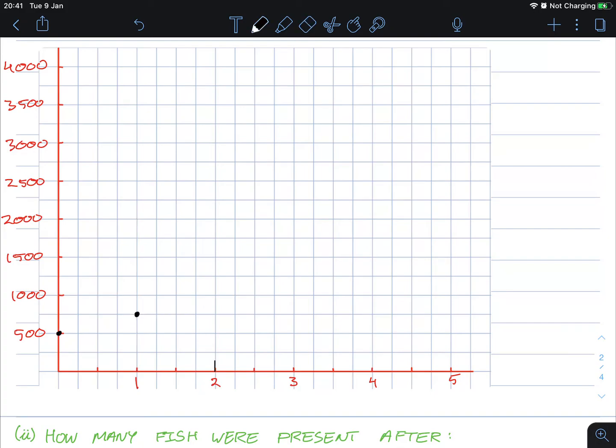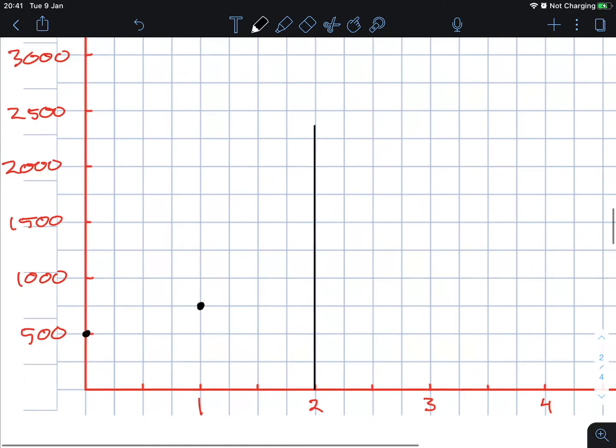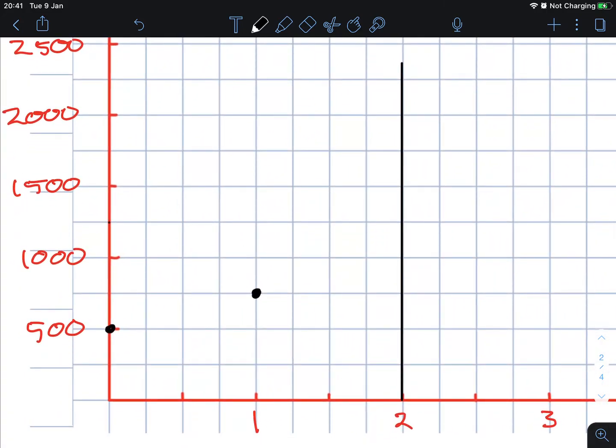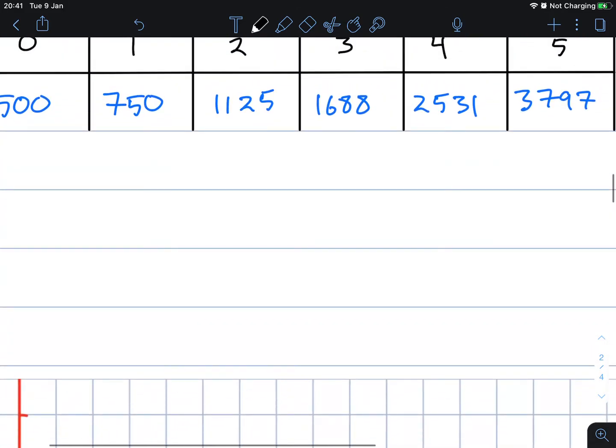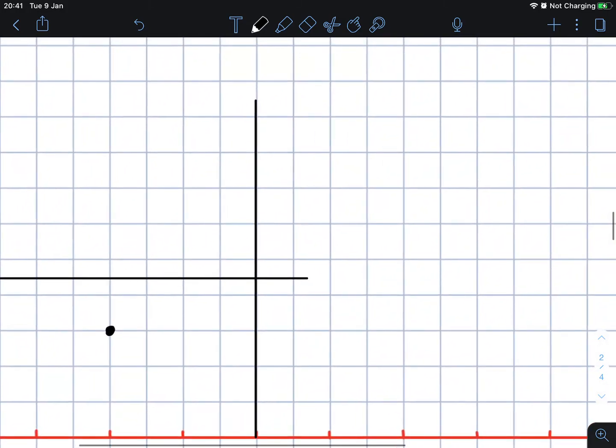At 2 years, 1125. So approximating here, this is 1,250. Half of that, halfway between that is about here. So it would be 1125 is here, which is exactly what we want. So 1125 would be approximately here. Drawing the dot and erasing my lines.